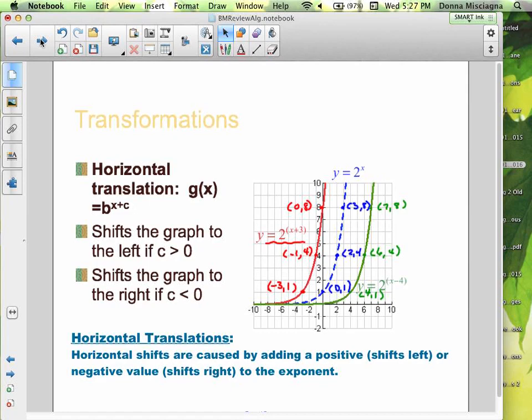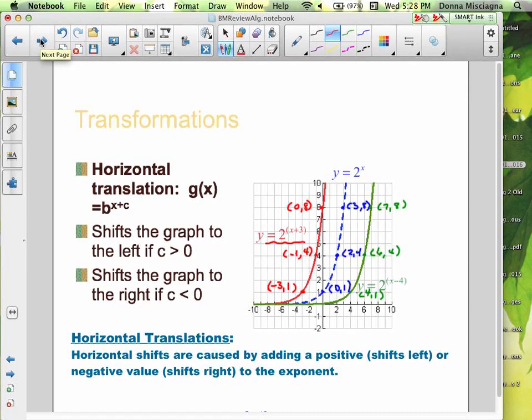If I raise 2 to the second power, I get 4. If I raise 2 to the third power, I get 8. Some very basic points are on that blue graph. If I add to the x, and I have a positive number, so in the red there, we have y equals 2 to the x plus 3.